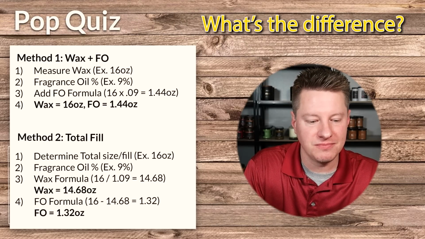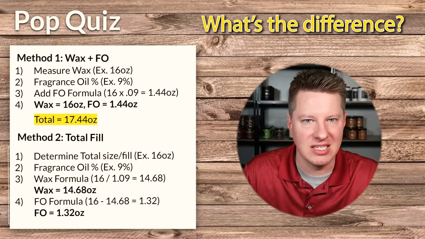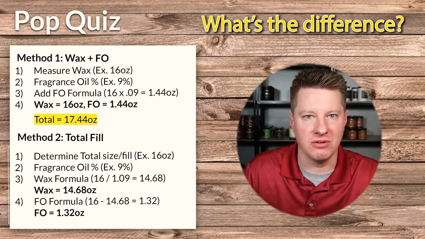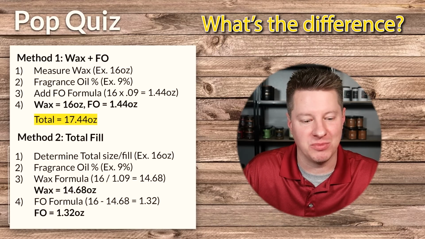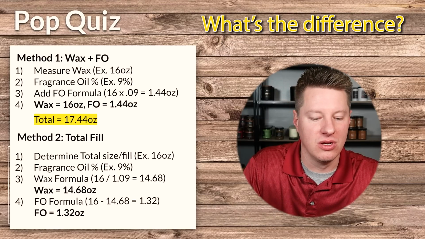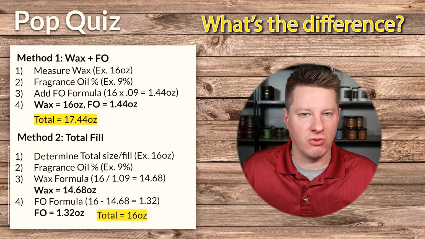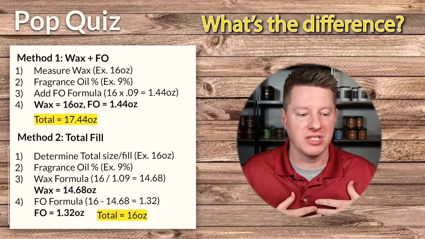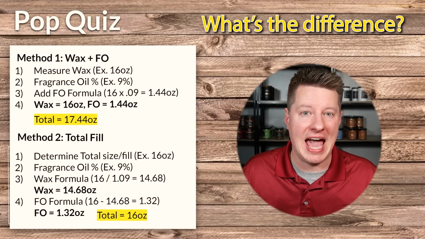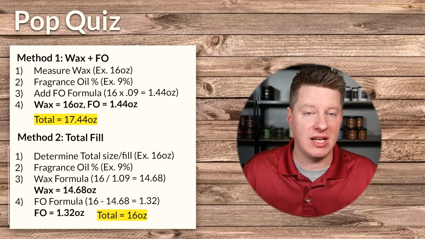Well, in method 1, as I mentioned before, we're actually working with a totally different size candle, a totally different amount of finished product. In method 1, we're actually dealing with 17.44 ounces of finished product, whereas in method 2, we're actually only dealing with 16 ounces. So the difference is how we started the formula, is we started with the total finished product in method 2, versus in method 1, we just started with the wax and then we added the fragrance to it. So hopefully this quick check makes a lot of sense.